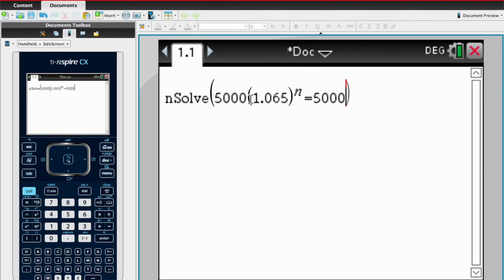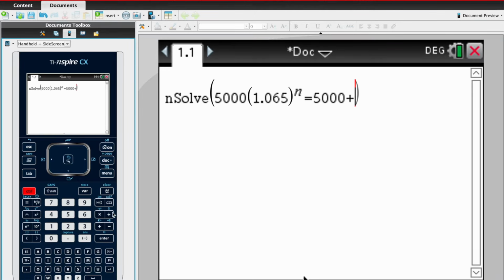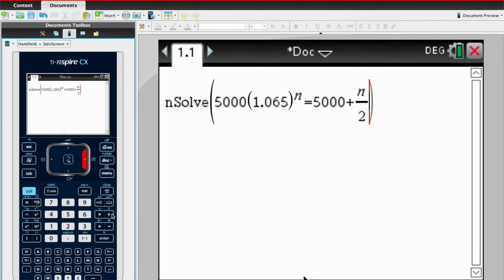And this is 5,000 plus n over 2, and here it was 340 plus 60n. All right, and then we want the calculator to solve for n. So here we go. This is equation 1. When does equation 1 equal equation 2?